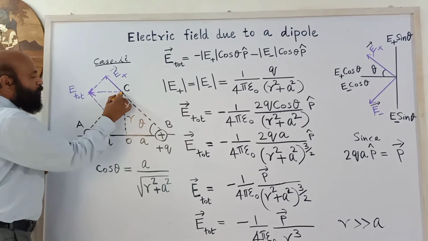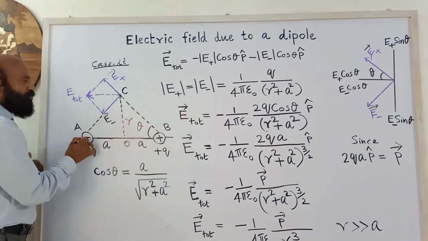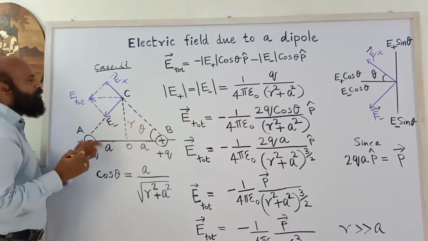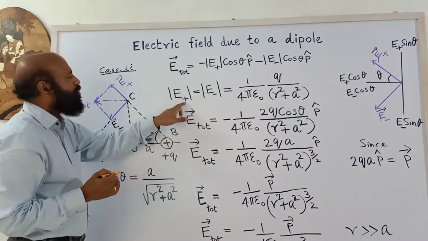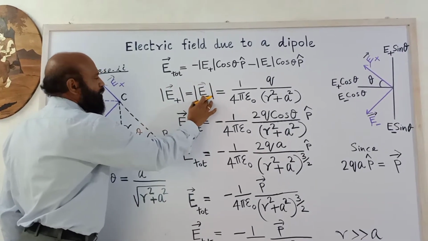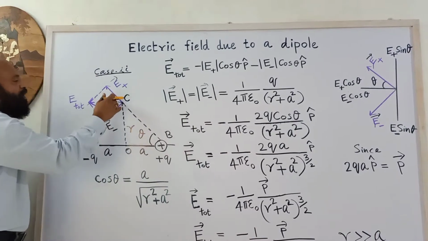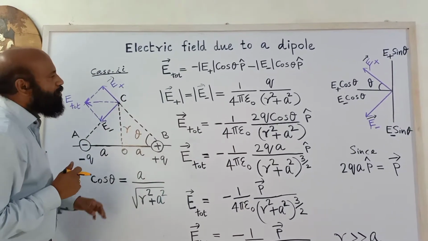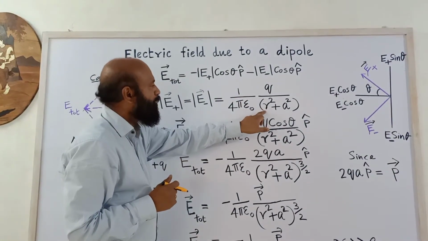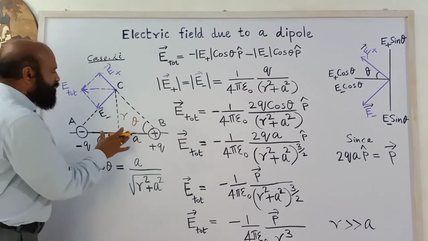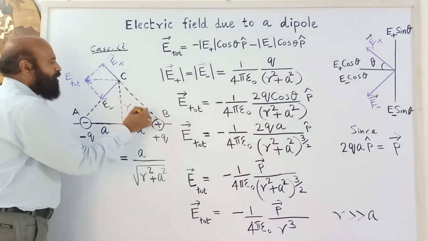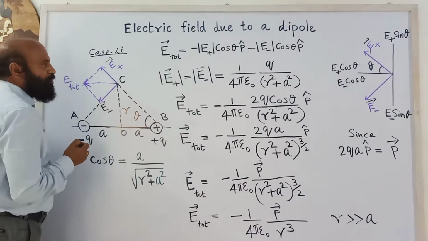Since the point is at equal distance from the positive charge and the negative charge, the magnitude of the electric field here will be equal. So the magnitude of E plus will also be the same as the magnitude of E minus. Both are equal since the distance is equal. Now it is given by 1 by 4 pi epsilon 0, q divided by r square plus a square. This is r and this is a. So the distance of the point from the charge is the square root of r square plus a square.